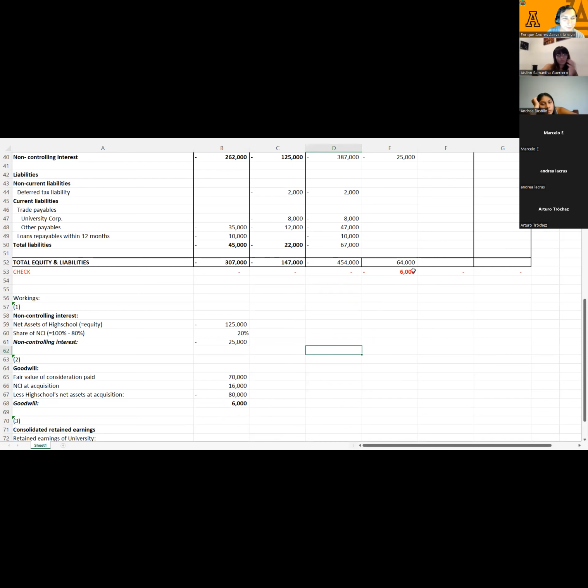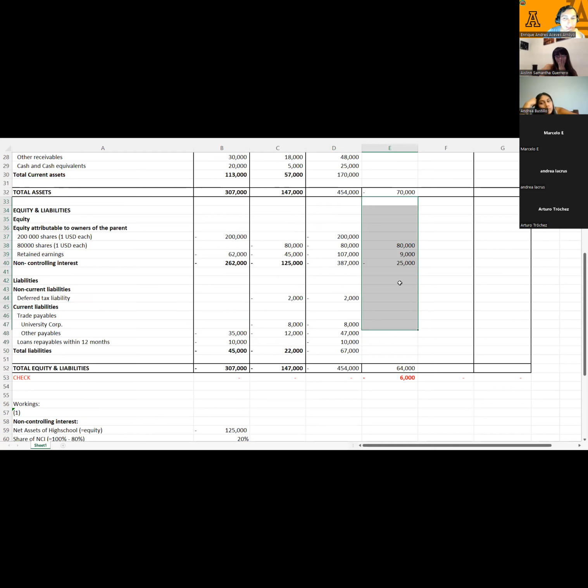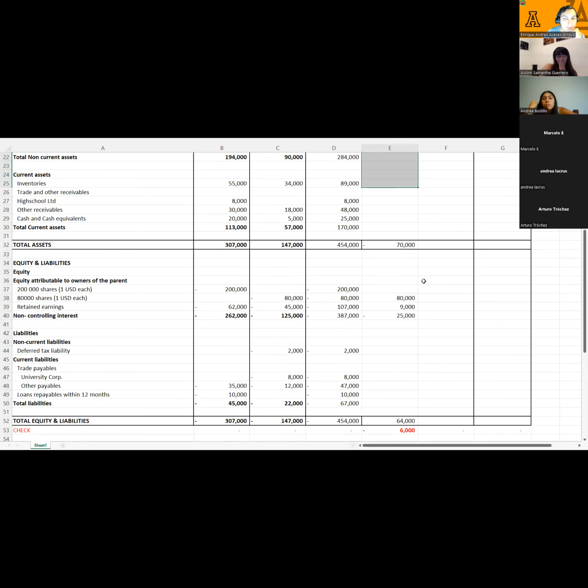It's just another way to explain to you how you get to the goodwill. How do we justify the disproportion between this value and the value of the investment?